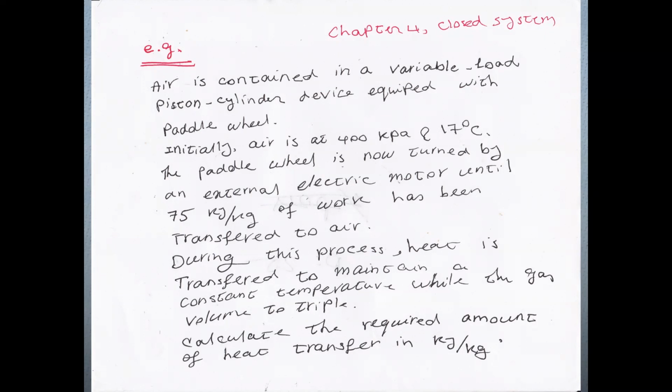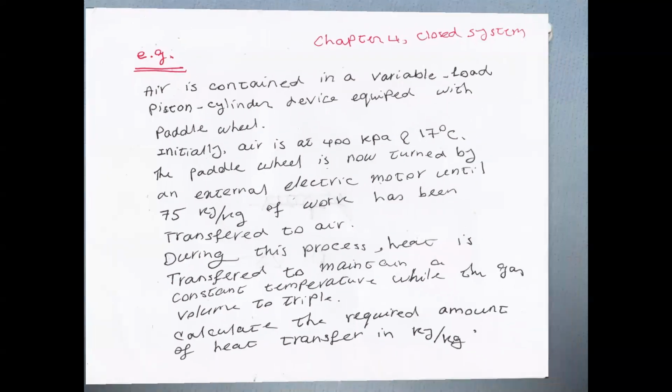During this process, heat is transferred to maintain a constant temperature. So heat is also being transferred and temperature remains constant while the gas volume triples. So V2 is 3 times V1. We want to calculate the required amount of heat transfer in kilojoule per kilogram. Let's go to the next page and see.